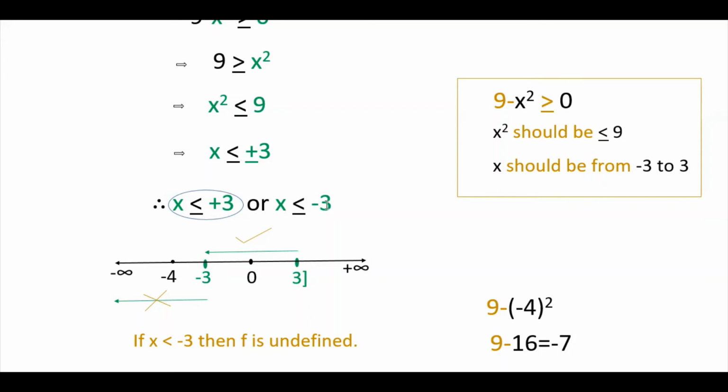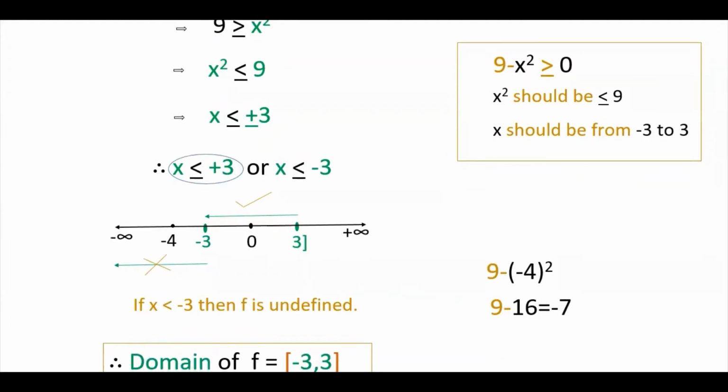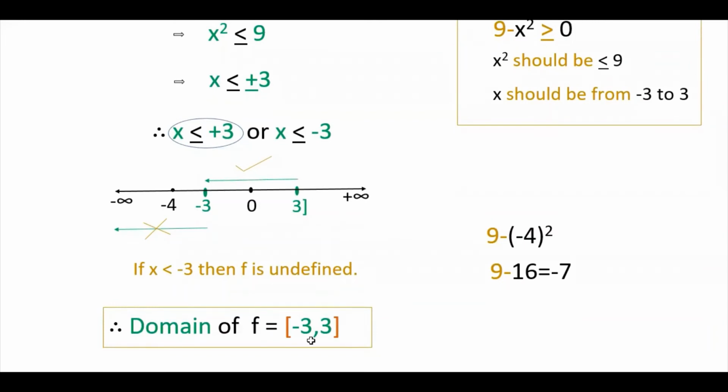So here x equal to minus 3 is okay, but x less than minus 3 we should not take. So cross here. Then you have to take the values from minus 3 to 3 only. So the domain of this function f is [minus 3, 3]. These are closed brackets because from minus 3 to 3.